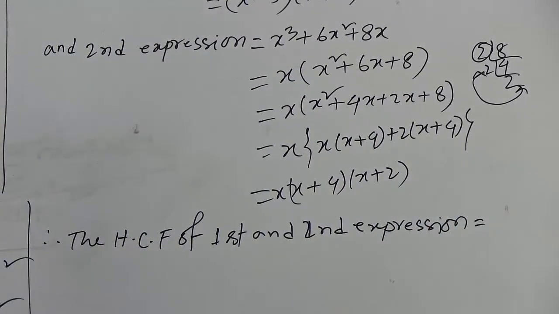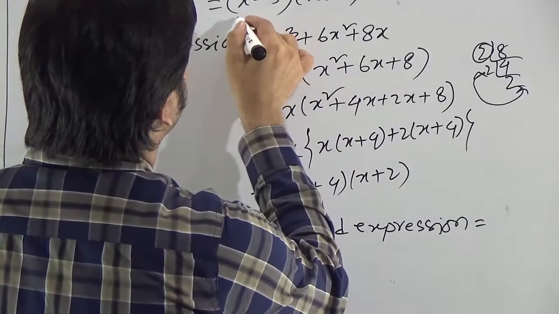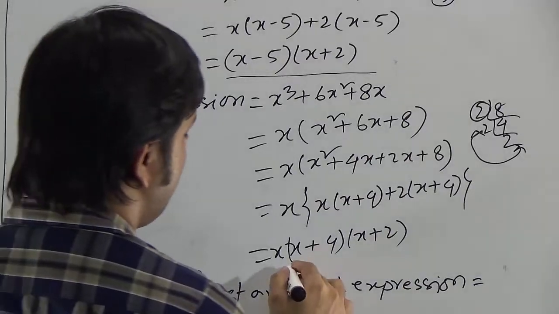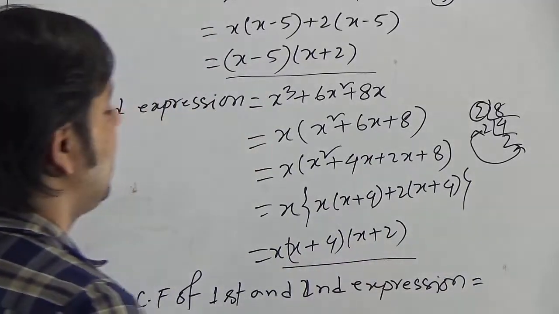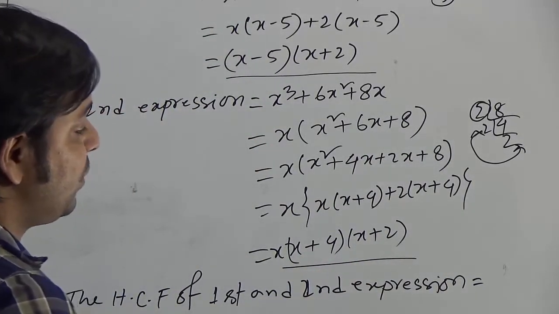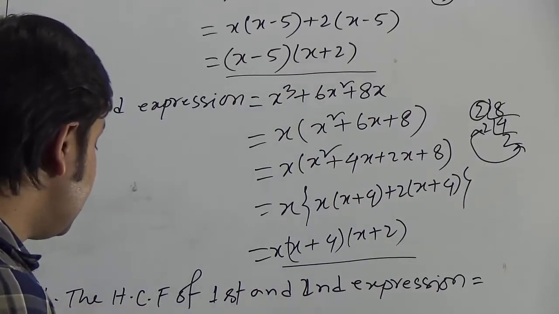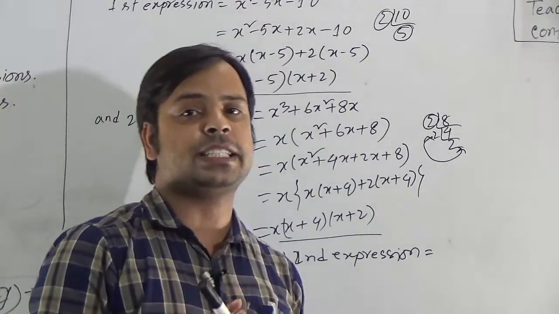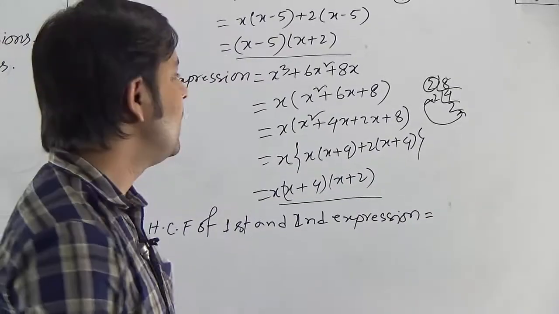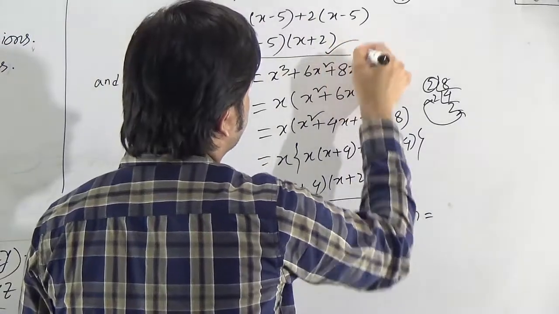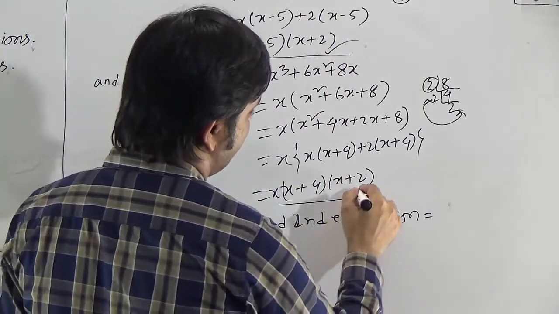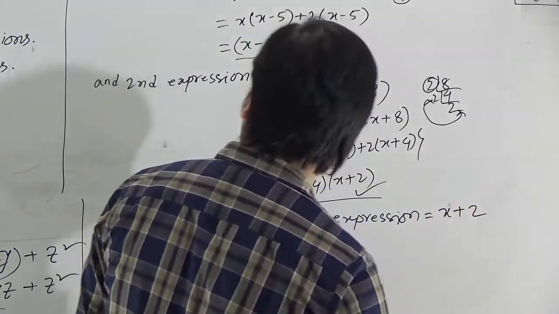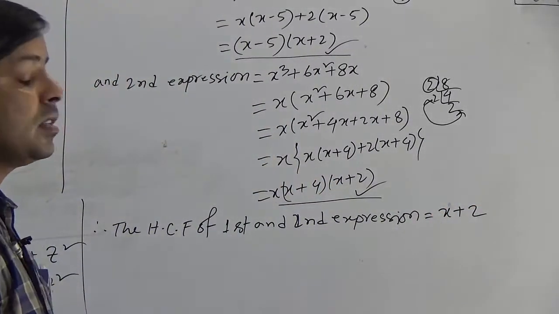Dear students, notice here, the first expression is x plus 5, x minus 5 and x plus 2. The second expression is x into x plus 4 into x plus 2. As it is HCF, you have to take only the common factors. Here there is only one common factor, that is x plus 2. Here is also x plus 2. So we can write here x plus 2. So our required HCF is x plus 2.